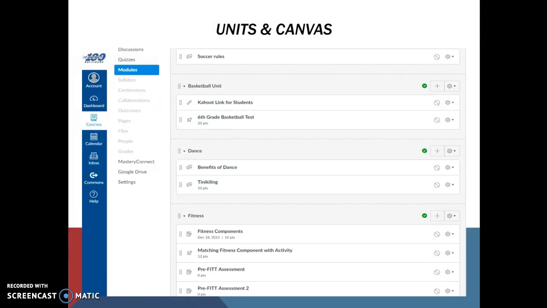And then here's just a screenshot of the units in Canvas, and this is where we put all of our course material, what we're going to use, what assessments we use, and this is where I place the different videos that I have my students watch for that kind of flipped classroom approach.